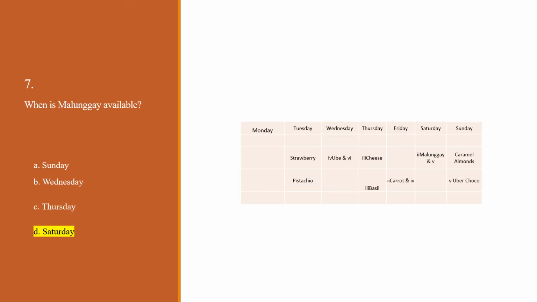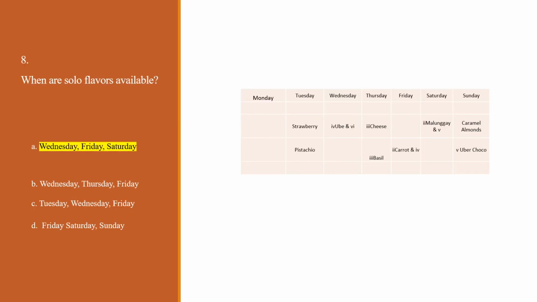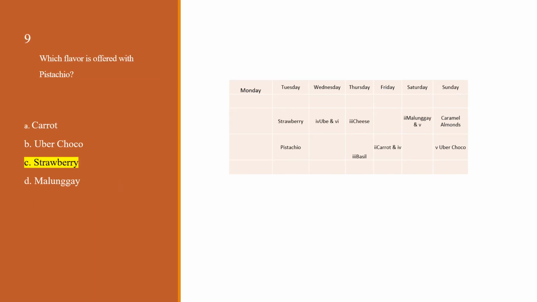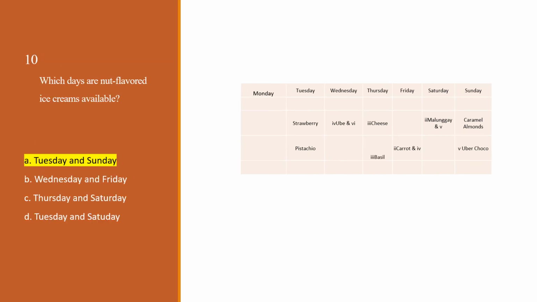So when is malunggay available? From the given mapping, we have that malunggay would be available on a Saturday. And then when are solo flavors available? This will have to be on Wednesday, Friday, and Saturday. For the ninth question, which flavor is offered with pistachio? That would be on a Tuesday. And that goes with strawberry.